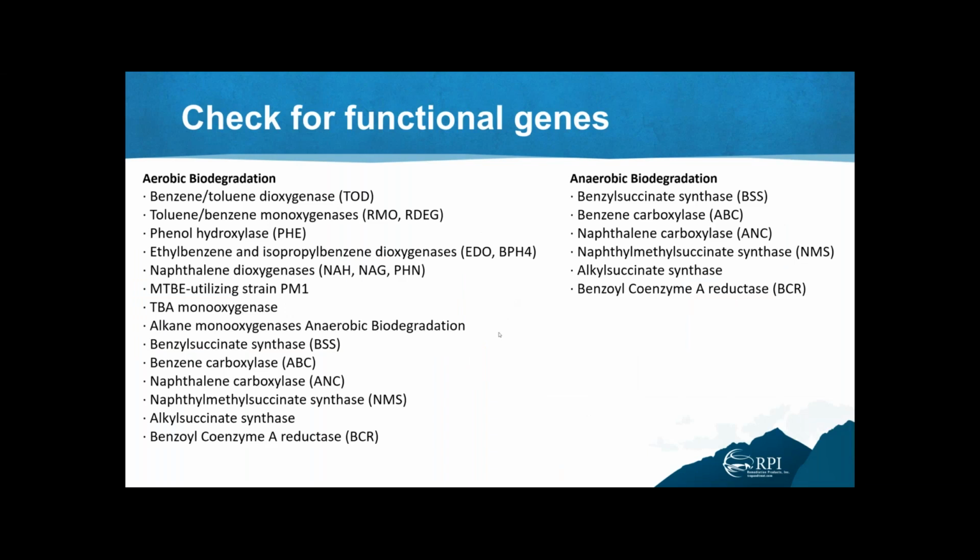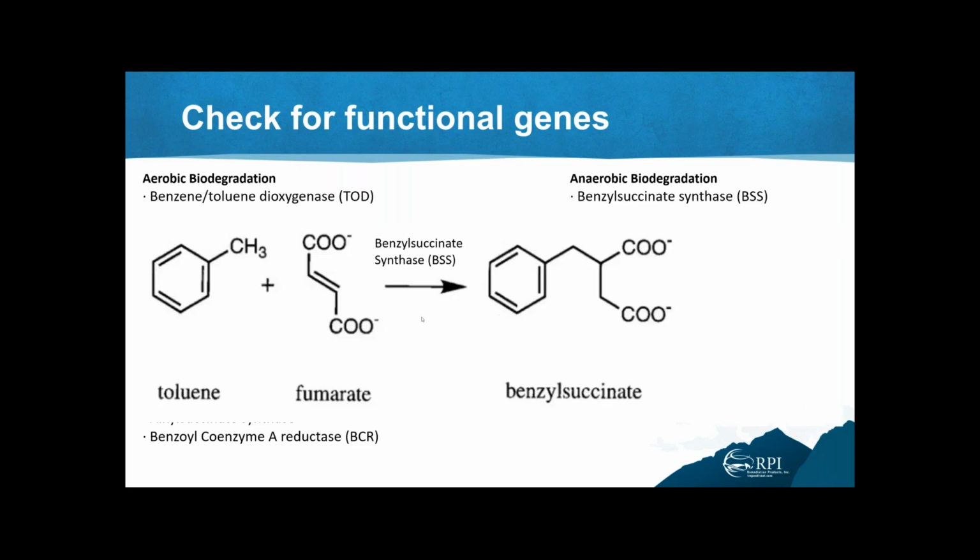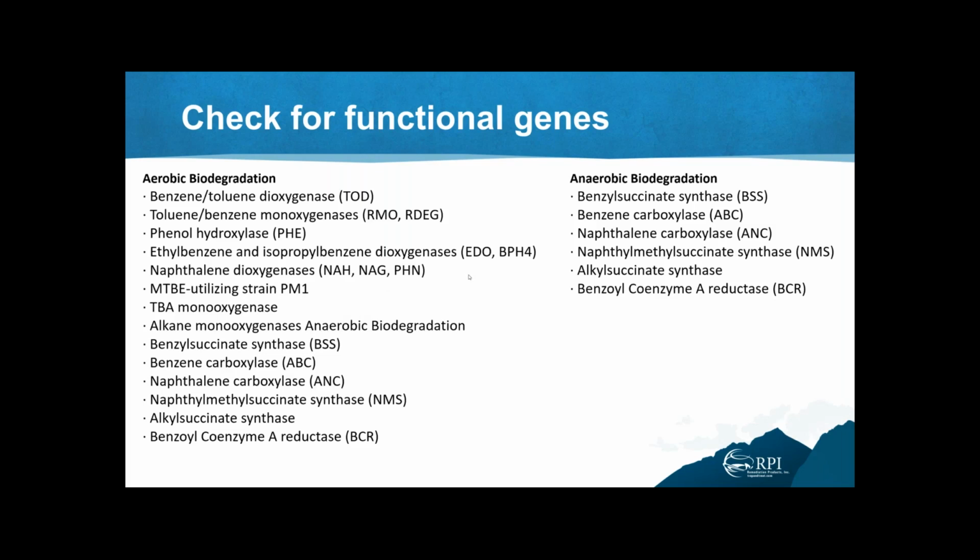What about functional genes? This is a big list of functional genes that Microbial Insights can do testing for. Now understand, they're just testing for the gene presence in the DNA, okay? So you have both aerobic biodegradation genes and anaerobic biodegradation genes. As an example, you have benzyl succinate synthase, which carries out this reaction, reacting fumarate with toluene to give you benzyl succinate, and then that goes on to be further metabolized. So it's an example of how a functional gene out of this list might work.